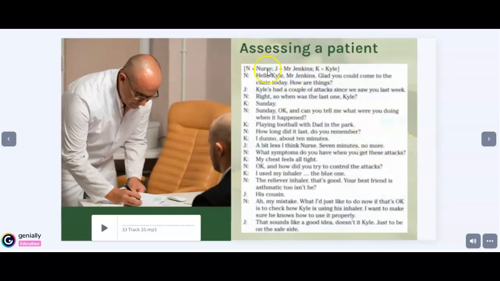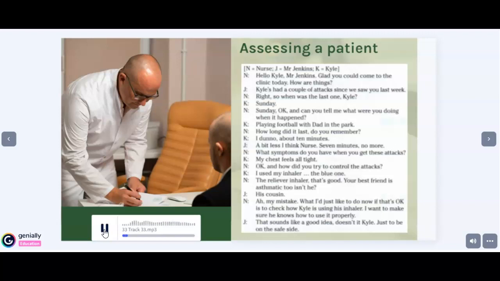In this case, we have some people assessing a patient, okay? So we have the nurse, Mr. Jenkins, and Kyle, and they are talking about a situation that happened last Sunday. Unit 4, Recording 33.